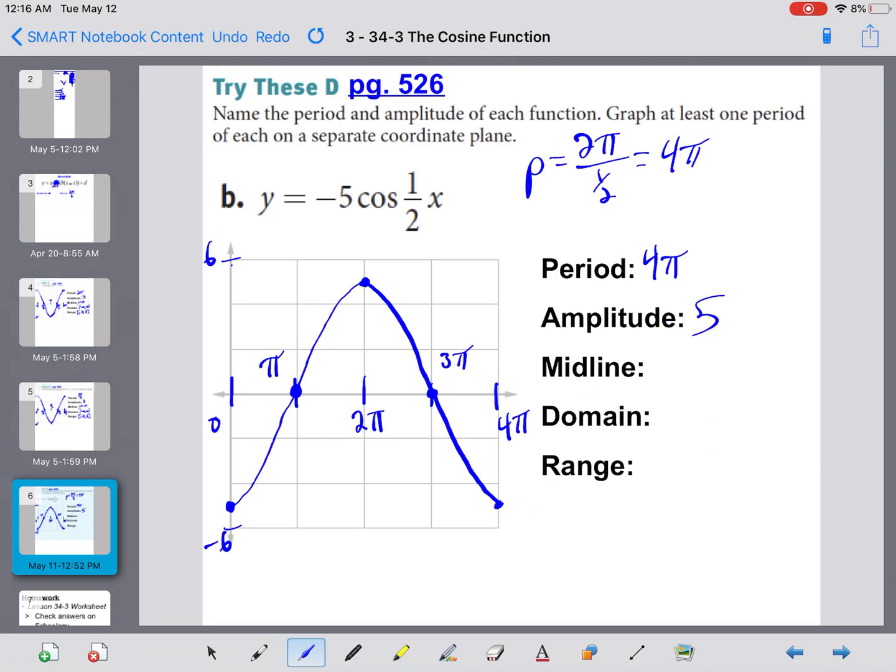But remember, this curve keeps going and going and going. We're just graphing one period of it. Okay? Midline is y equals 0. Domain, negative infinity to infinity. And the range for this graph is from -5 to +5. Okay. So that's it for the cosine graph.